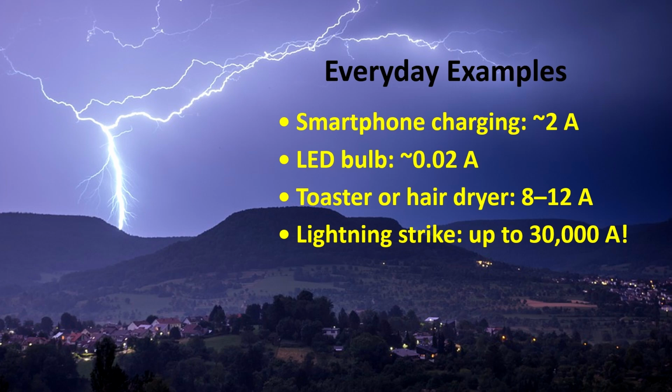Currents we use daily vary widely. A phone charger delivers only a few amps, while a household appliance may draw 10 or more. Nature, on the other hand, can unleash enormous currents. A lightning bolt can carry tens of thousands of amperes.